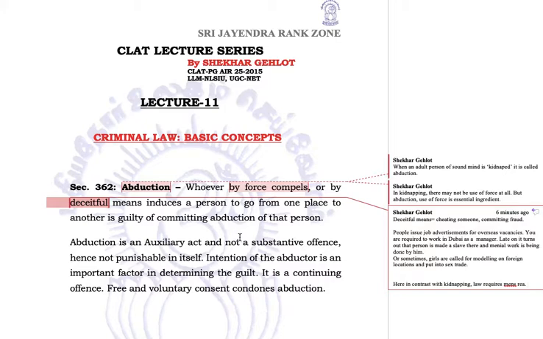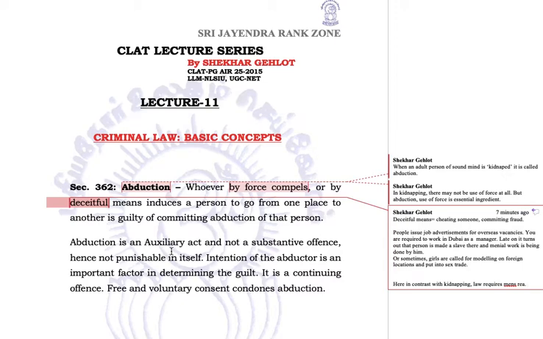Abduction is an auxiliary act and not a substantive offense here, hence not punishable in itself. Intention of the abductor is an important factor in determining the guilt. It is a continuing offense. Free and voluntary consent condones the abduction. So abduction is an auxiliary act and not a substantive offense.